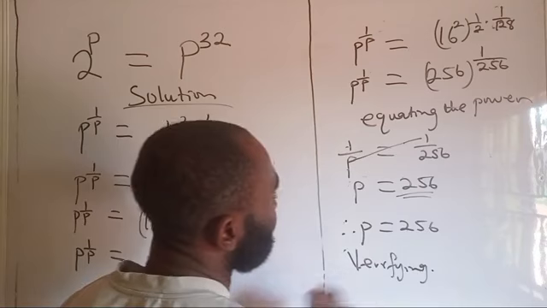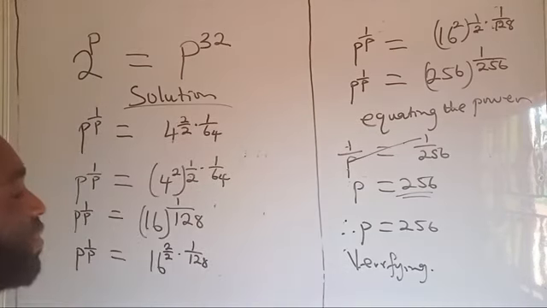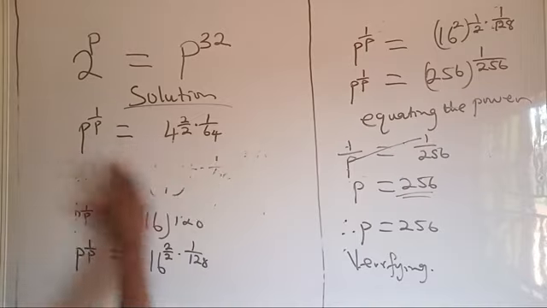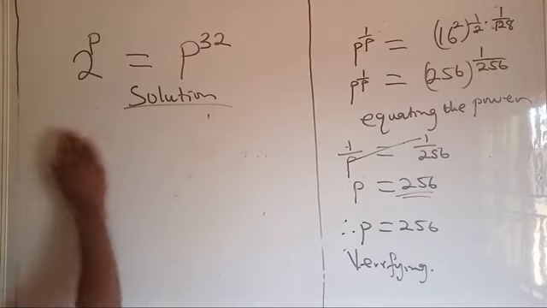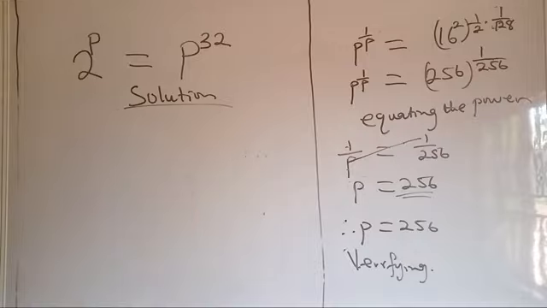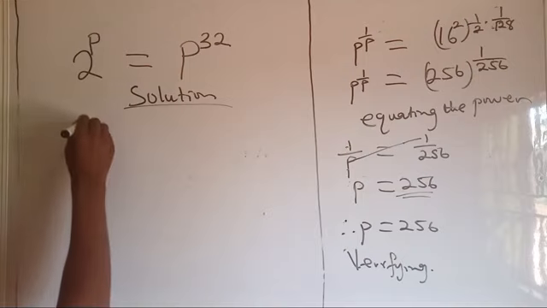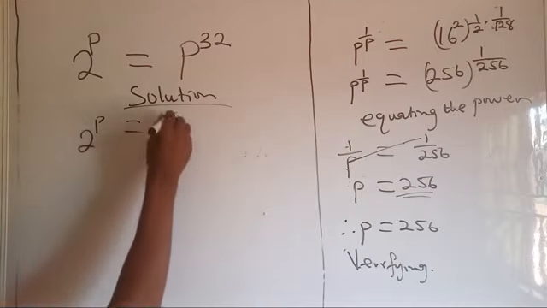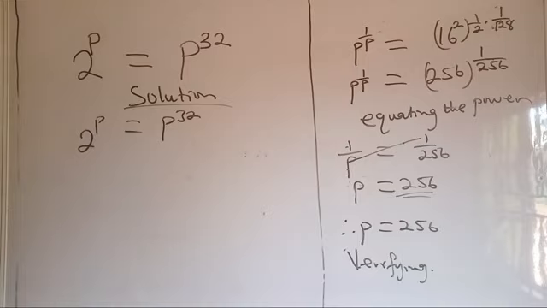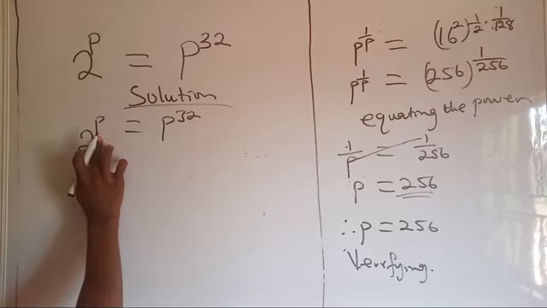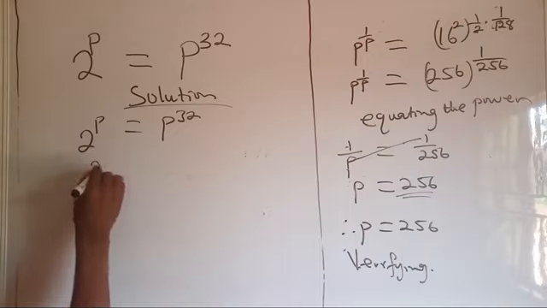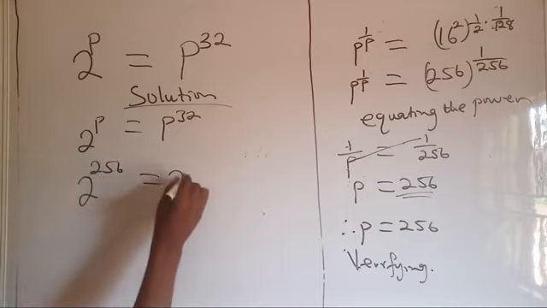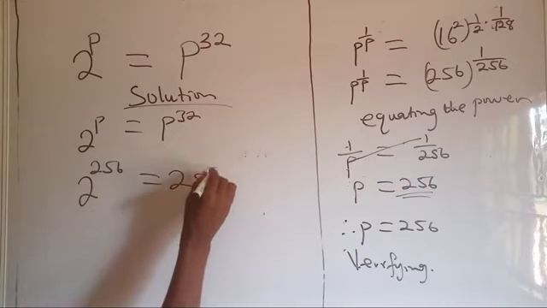Verifying, let's verify to see if we are correct. So in verifying this, we have that 2 raised to the power p is equal to p raised to the power 32. So when we see p, we are going to write 256. So 2 raised to the power 256 is equal to 256 raised to the power 32.